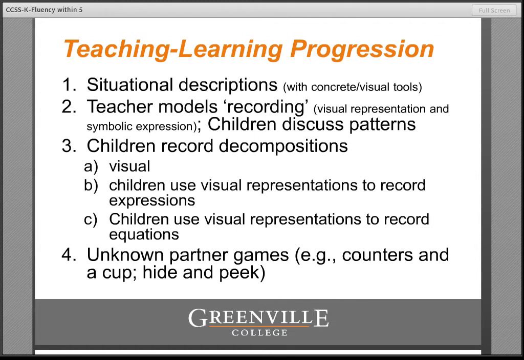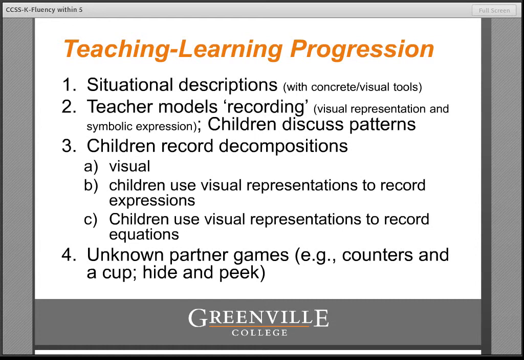And initially the teacher records and models how to record the combinations that children find. So if children are decomposing the number 4, then we will record the different decompositions that they found, and we will record them visually and symbolically using expressions first, which is like 2 plus 3. Once we do that, children are in a better position to discuss patterns. We're going to take a look at each of these steps in a minute, and that will become more obvious.